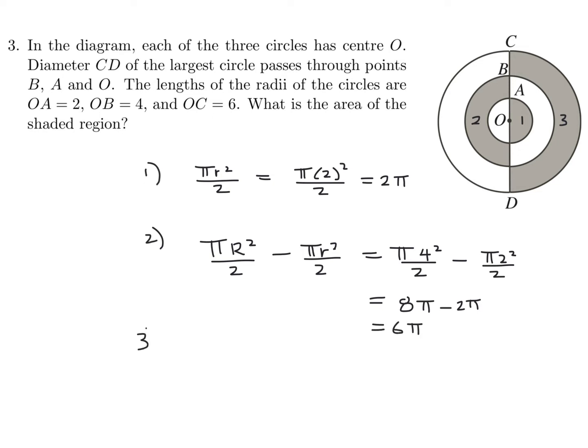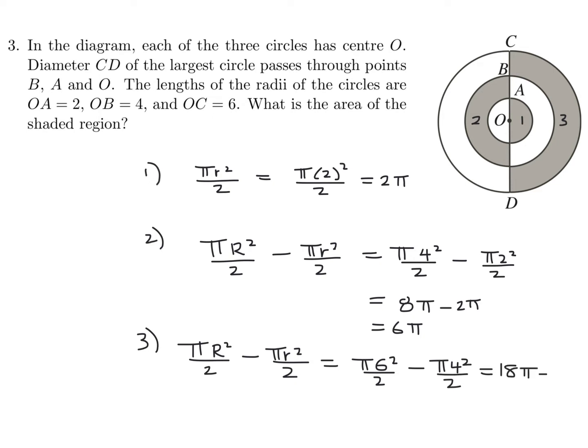And then finally the third one, that's going to be the biggest semicircle, subtract the medium semicircle. So the big one has a radius of 6, so that's pi times 6 squared over 2, minus the medium one, which is a radius of 4, so pi 4 squared over 2. So that's 36 over 2, 18 pi, minus 16 divided by 2, 8 pi, so that's 10 pi.